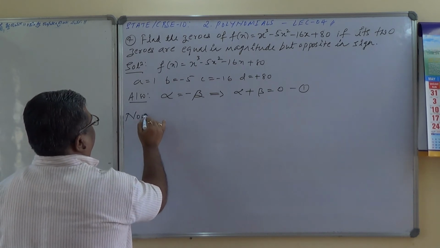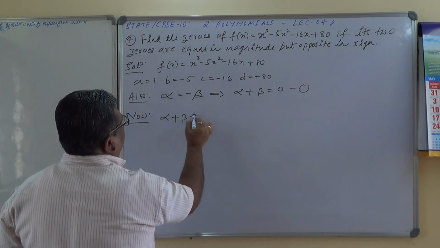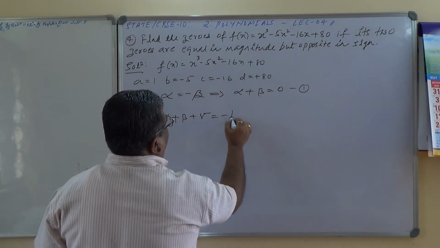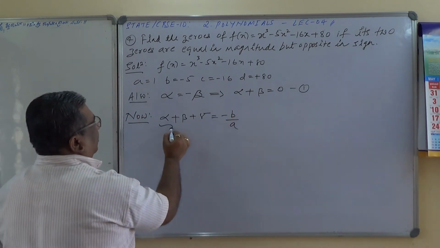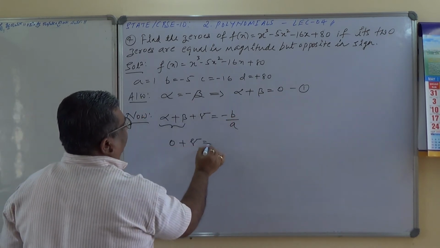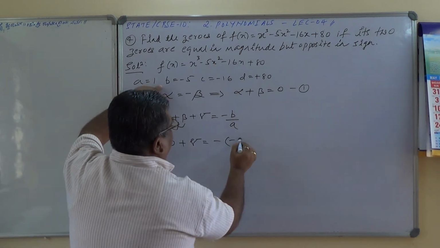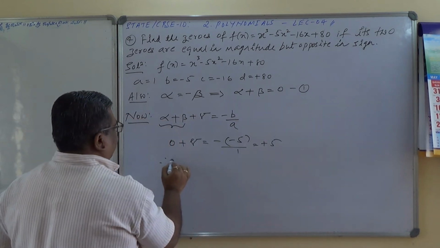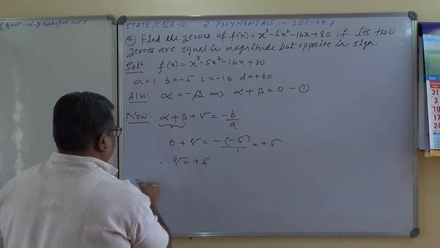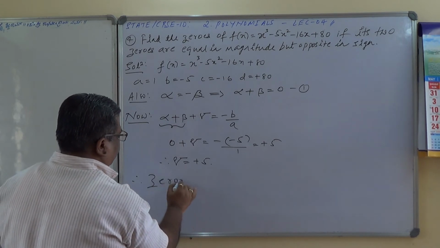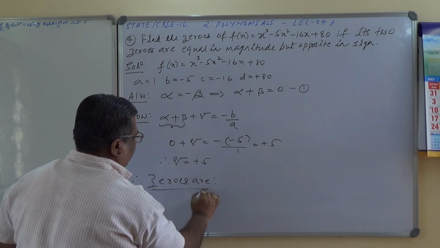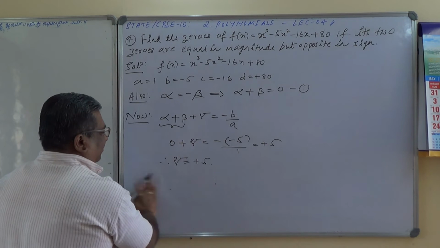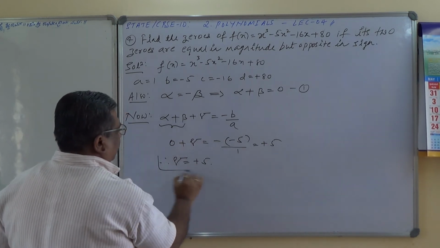Now alpha plus beta plus gamma equals minus b by a. What is alpha plus beta here? This equals 0 plus gamma equals minus of b, which is minus 5, divided by a, which is 1, which is plus 5, and therefore gamma equals plus 5. Hence the zeros are alpha... we still have to find out, only gamma we have found. Okay, fine, we'll find out the zeros. Now we got gamma equals plus 5.